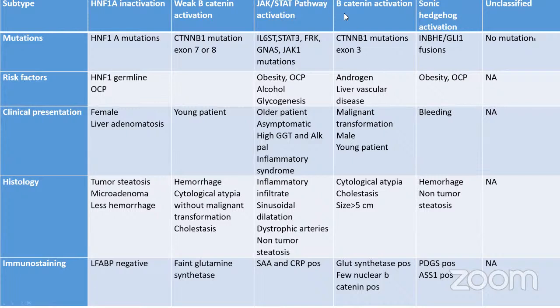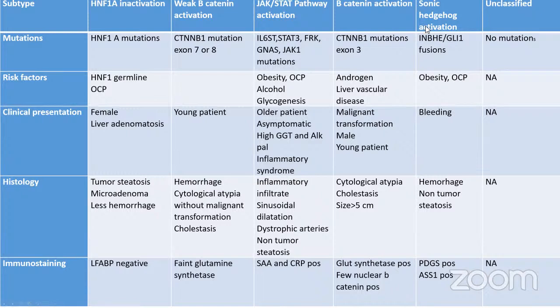The exon 3 mutated beta-catenin adenomas are usually associated with androgen use, and they are seen in younger male patients and have a higher risk for malignant transformation. They usually have cytologic atypia, cholestasis, and they can be greater than 5 centimeters in size. The glutamine synthetase would have diffuse positivity, and if you look carefully, you have nuclear beta-catenin positivity also.